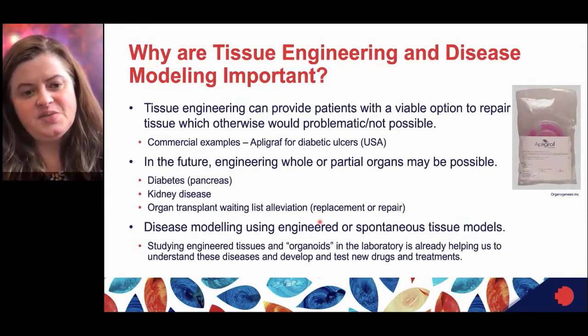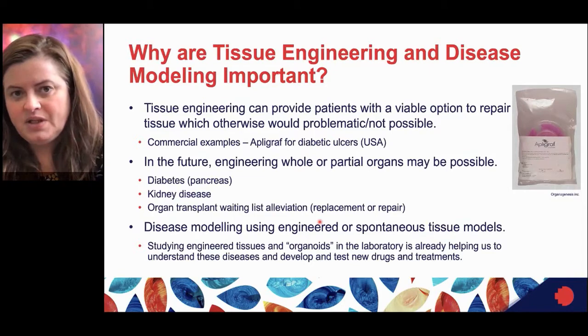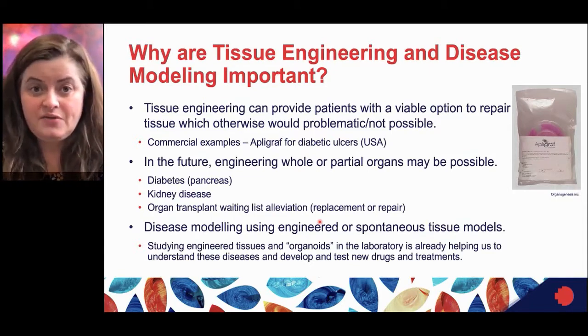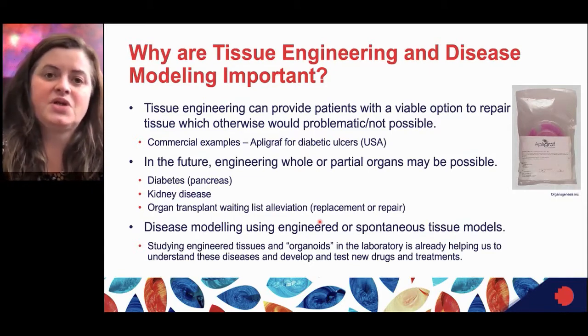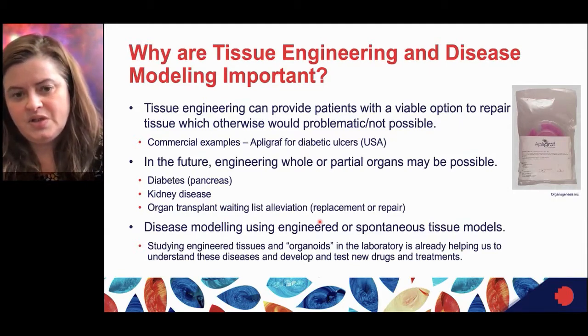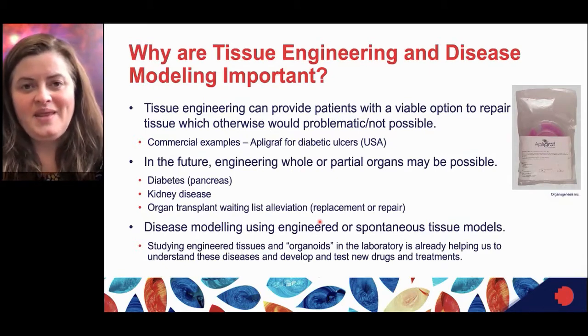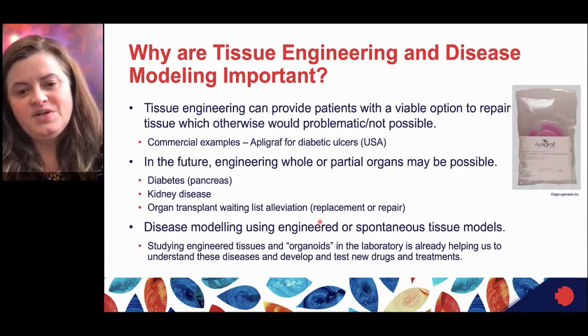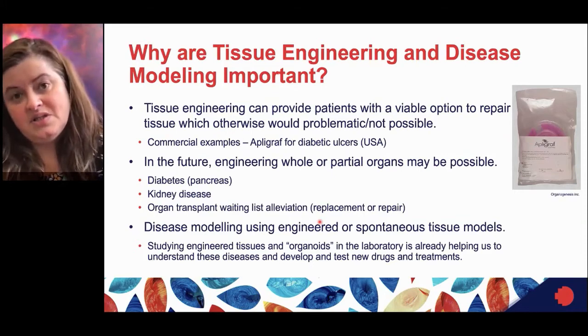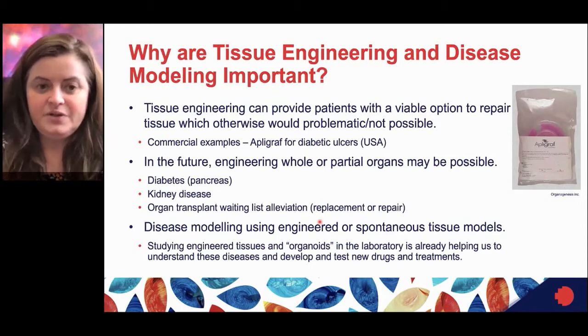We also can use these, as I mentioned before, for disease modelling. And you don't always need to use biomaterials to make 3D scaffolds or 3D tissues outside of the body for disease modelling. Sometimes you get spontaneous organisation of cells as well, and this can be engineered to a certain extent. So these are generally called organoids. There's a lot of talk about organoids around at the moment. And organoids are already helping us to understand some diseases and develop and test new drugs and treatments, and I'll talk a little bit about that later on.